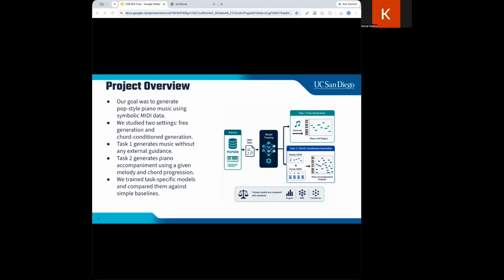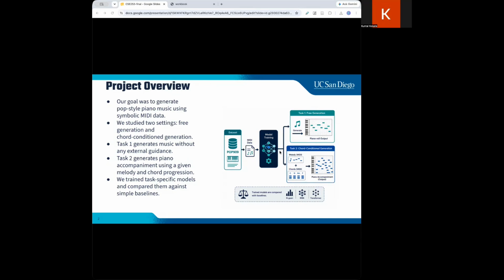We split the work into two tasks because music generation can be done at different levels of control. In task 1, the model receives no chord labels or melody guidance. It learns from POP909 training songs and then generates new music from that learned distribution. In task 2, the model receives a melody and chord progression as input and has to generate piano accompaniment that fits both. This is harder because the output must follow a given harmonic structure, not just sound musical.